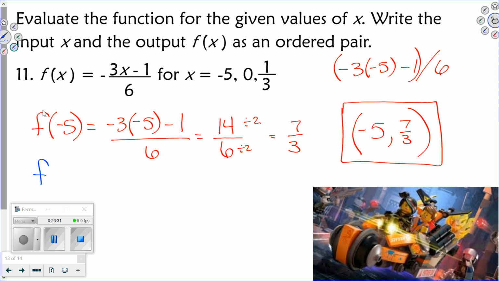16 over 6? You lost double negatives in there. Did you catch them? Okay.